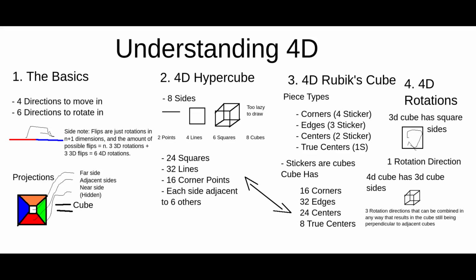Finally, we have 4-dimensional rotations. Since the 3D Rubik's Cube only has square sides, they only all have 1 rotation direction. However, a 4-dimensional side, which is a cube, can be rotated any way possible, which involves not just the standard face rotations, but also edge and corner rotations. So now you should be able to understand what those actually mean in Magic Cube 4D.